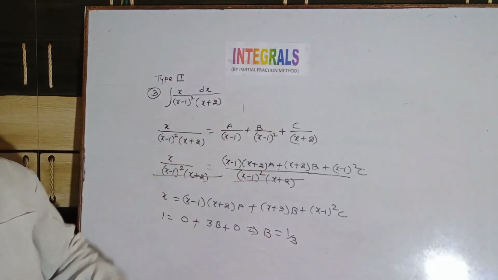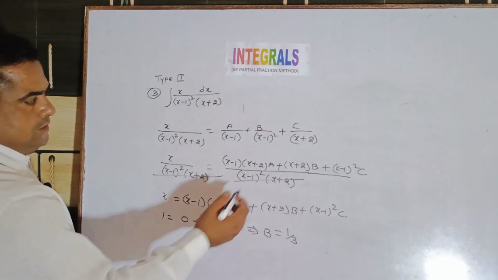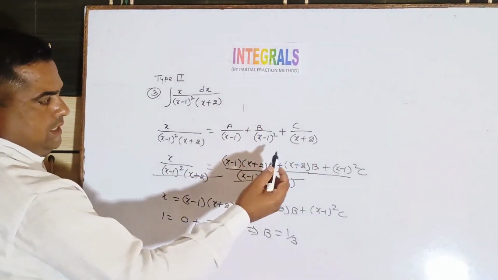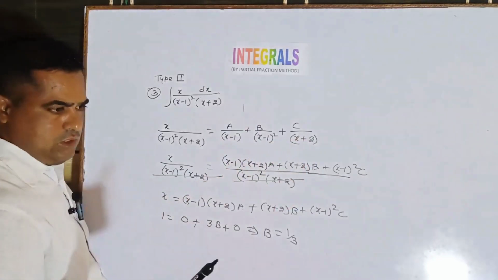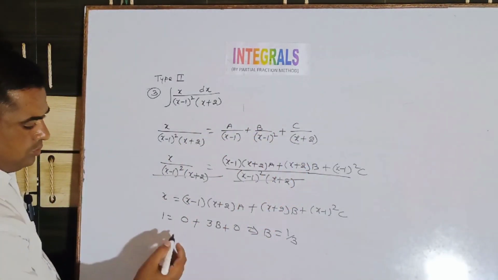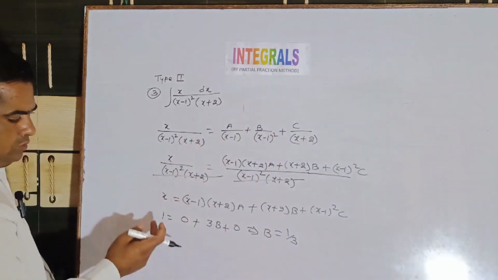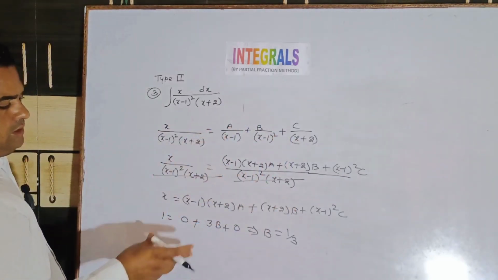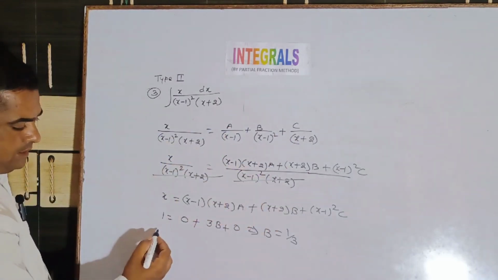Similarly, we will find the value of c. How will we find the value of c? You will put x is equals to minus 2. Correct? Means x plus 2 equals to 0. So x will be minus 2. You will put in this equation. So putting x equals to minus 2, so we will get here. These two are same equations. So we are putting x equals to minus 2 here.